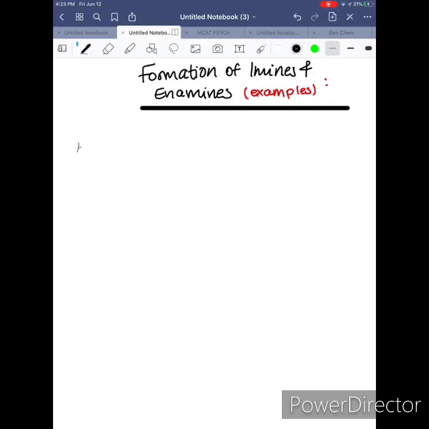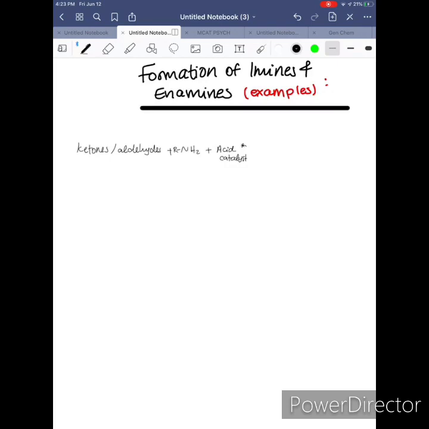Welcome to today's tutorial on how to form imines and enamines from ketones or aldehydes. So, like I said, our starting products are going to be ketones or aldehydes, right? You're going to also need an amine, and I'm going to add a little R group there. And we're also going to need an acid catalyst.